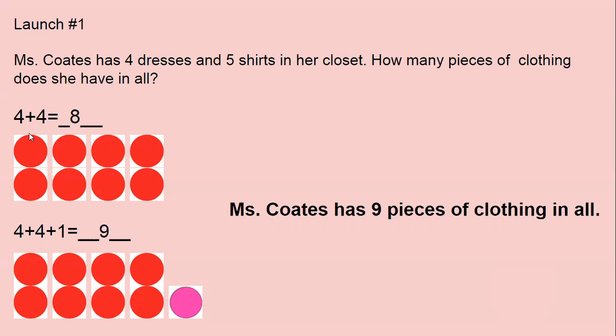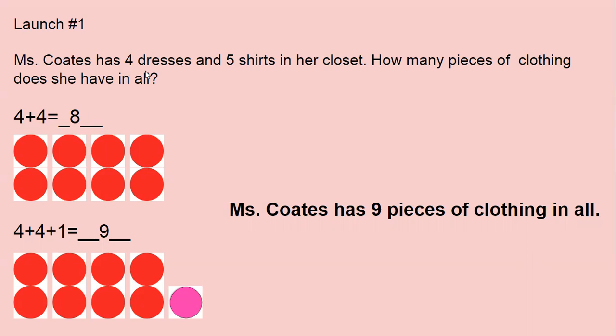But 4 plus 4 equals 8, that's not the equation that we need, right? Because we are given a 4 and a 5, not a 4 and a 4. She has 4 dresses and 5 shirts. So what could we have done to make this the right answer? I think we can take our doubles fact and add to it. Because we know 4 plus 4 equals 8. That's not the right answer.